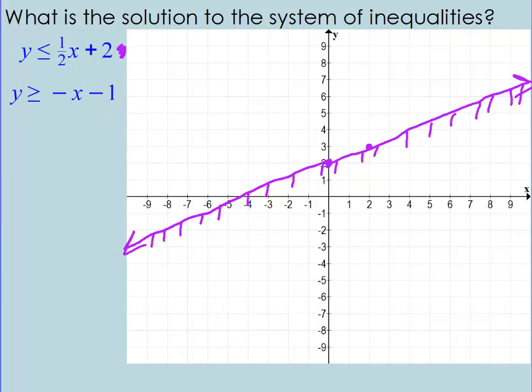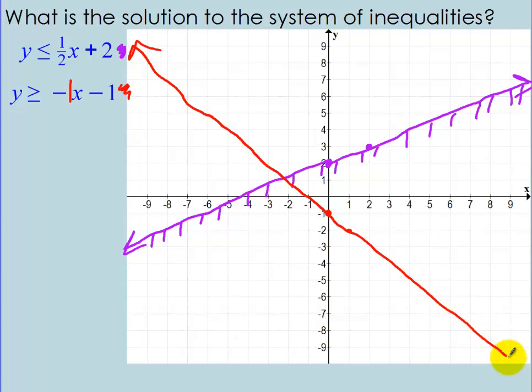Now graphing the other one, let's do it in red right here. So it'd be minus 1 for the y-intercept, and the slope is negative 1, so down 1 over 1. And it's going to be greater than or equal to, so it's going to be solid. I'm going to do a solid line that's perfectly straight through those. Perfectly straight solid line, going in this direction as well.